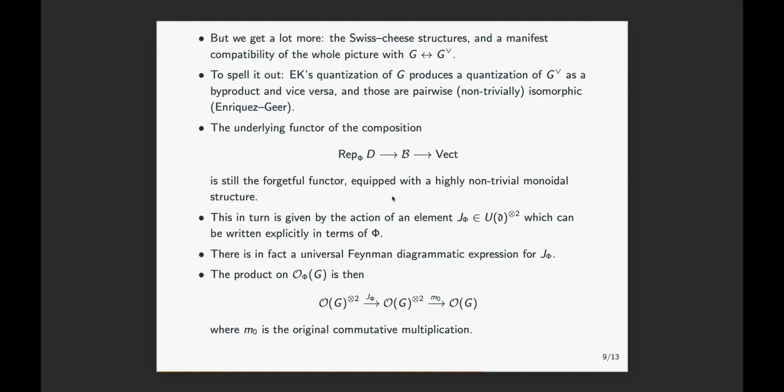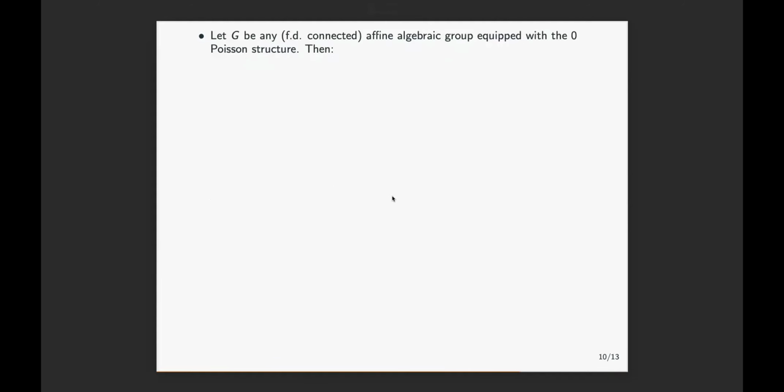Okay, so this was sort of a crash course on the TFT perspective of editing of Calaque. So let me try to give some kind of application of this. Take any finite dimensional affine algebraic group and put a zero structure on that. In that case, the quantization problem is actually trivial. First of all, let me tell you what the dual group is. This is just G dual with the Poisson structure coming from the bracket of G, seen as an abelian group.